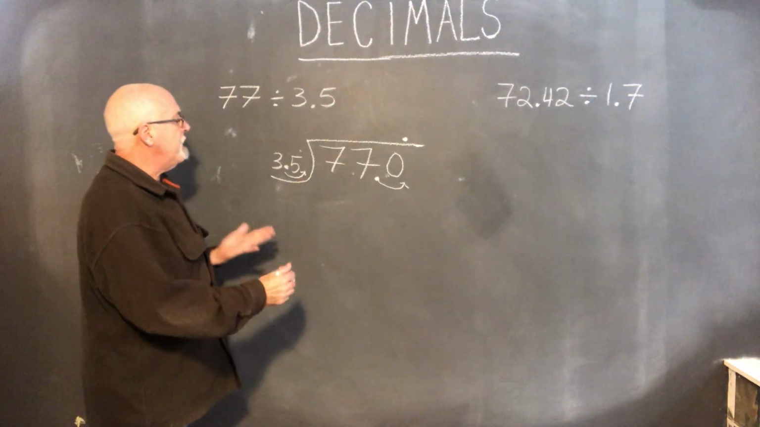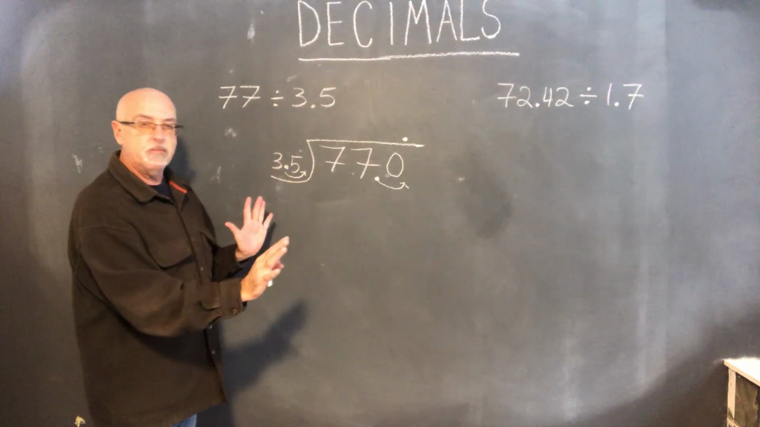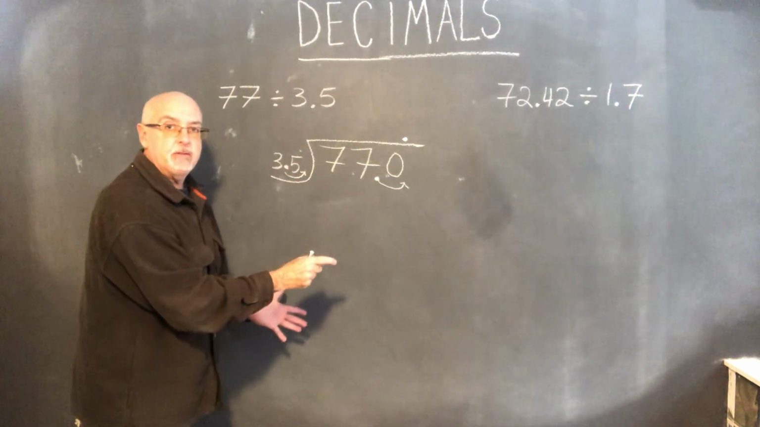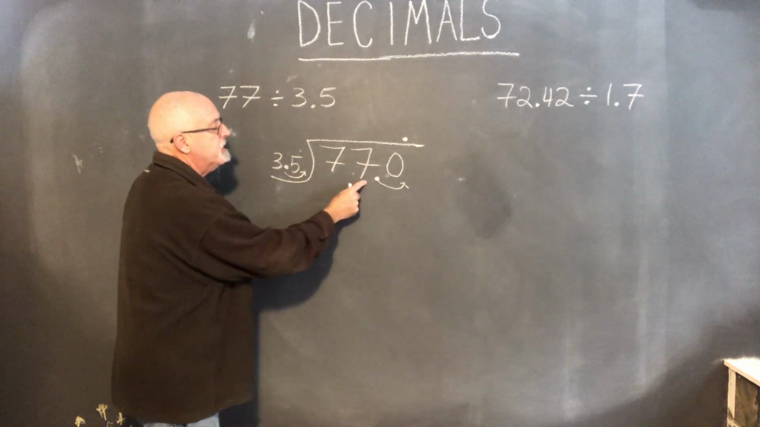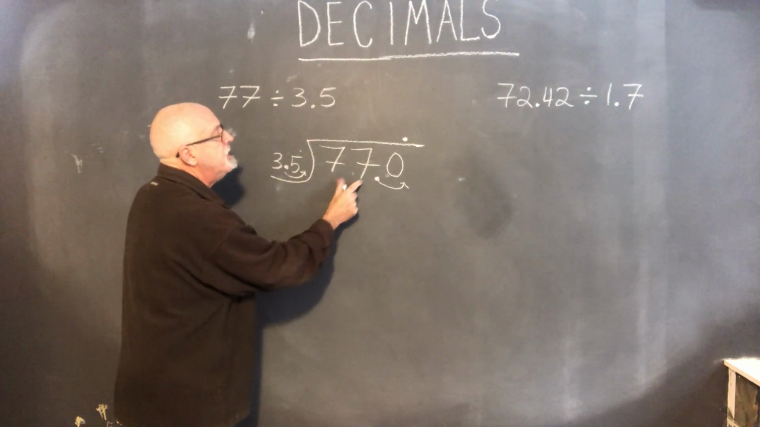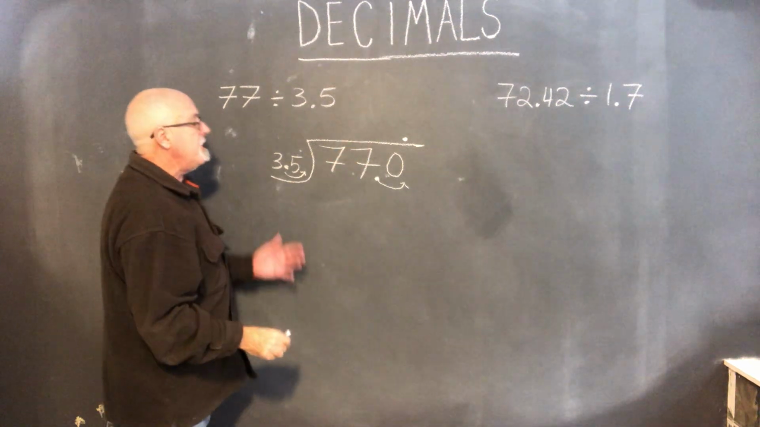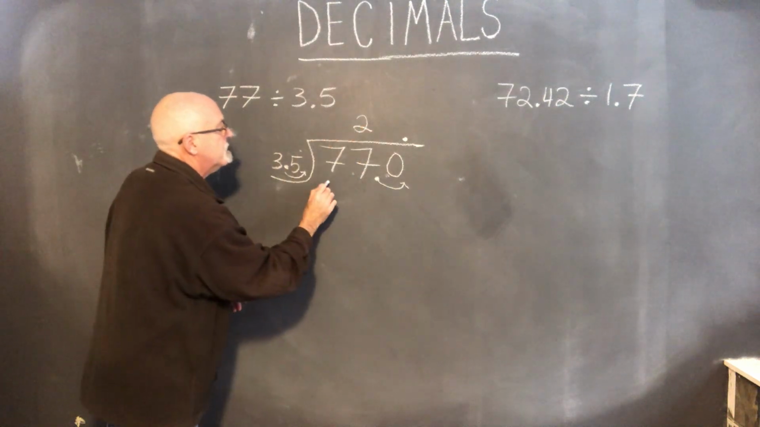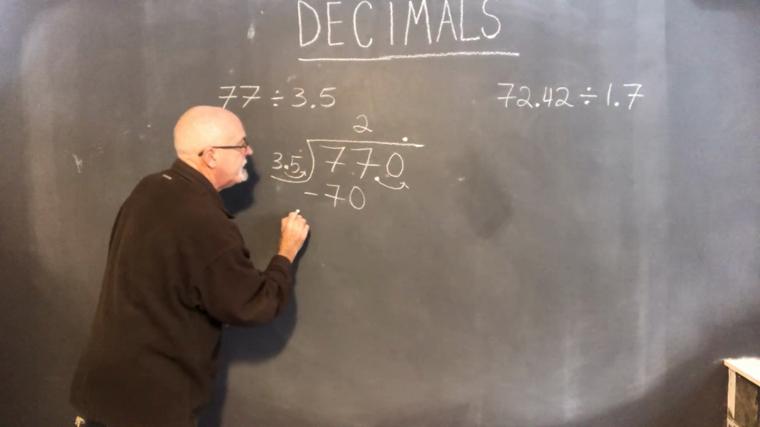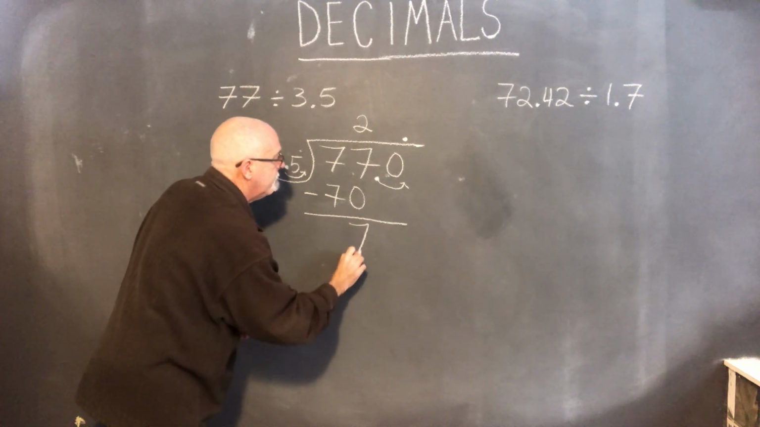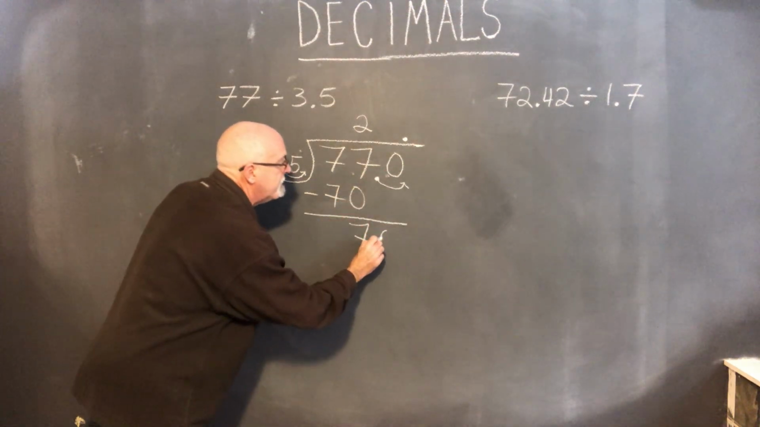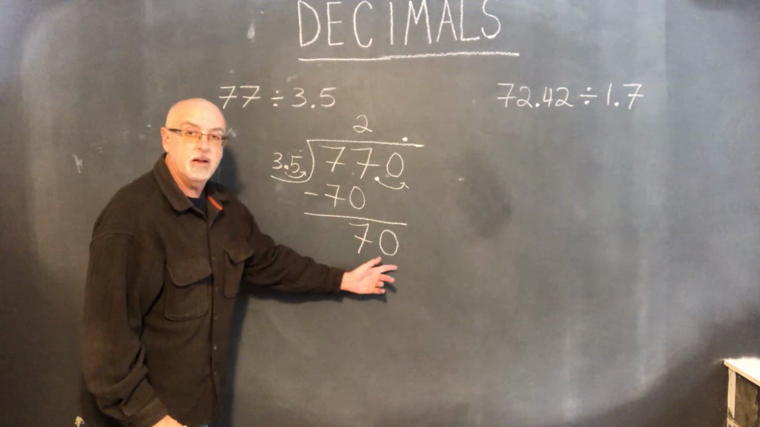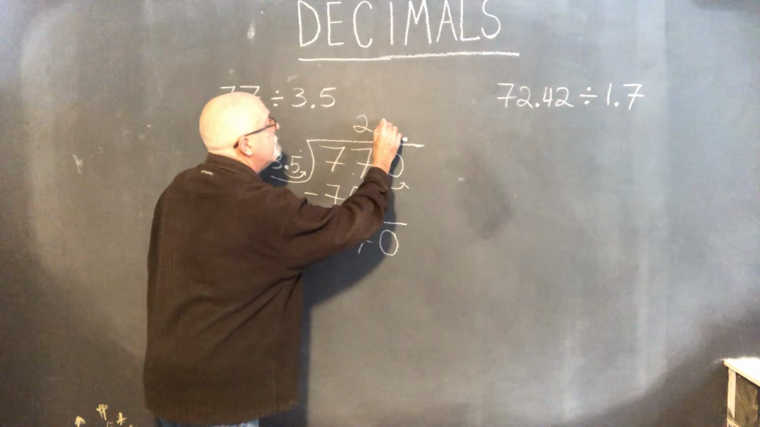Okay, and then I'm asking myself, okay, this is now a 35. 35 doesn't fit into 7, but it does fit into 77. So how many times does 35 fit into 77? I'm going to put the answer right above this second 7. 35 times 2 is 70, so I can put a 2 here. 2 times 35 is 70. I subtract, that leaves a 7 here, and then this 0 I have to carry down. Then, how many times does 35 fit into this 70? Well, twice, of course. And therefore I put a 2 here.